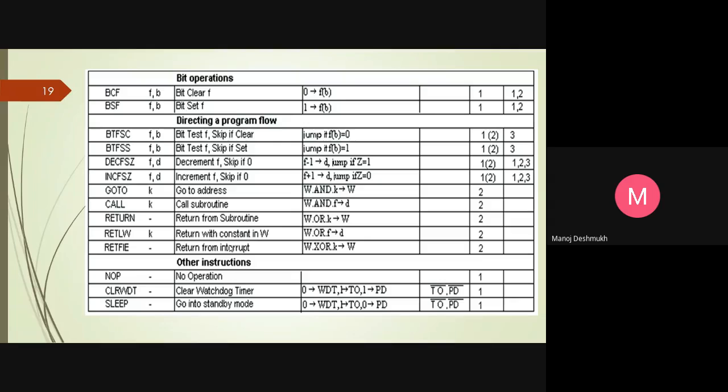And next some other instructions like no operation, CLR WDT. CLR means clear, and what do we have to clear? WDT is nothing but your watchdog timer. And the last instruction is sleep, that is, the controller goes into the standby mode, that is sleep mode. Internal process is going on, but normal operations are stopped, displays are off, like that.